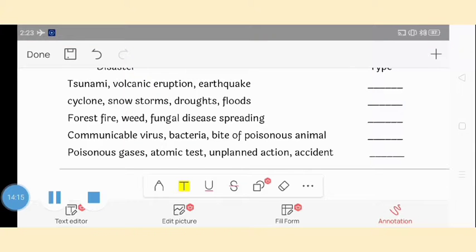Again, we are going to repeat the same answer. Tsunami, volcanic eruption, earthquake: geophysical, geological. Cyclones, snowstorms, drought, flood: geophysical, atmospheric. Forest fire, weed, fungal diseases spreading: biological from plants. Communicable viruses, bacteria, bite of poisonous animal: biological from animals. Poisonous gases, atomic test, unplanned action, accident: man-made and unknown.